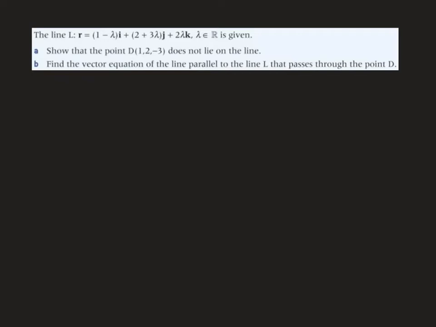We have in this example, the first one, the line L is given by this equation right here. And lambda is a parameter and it's a real number. Show that the point D, (1, 2, -3) does not lie on the line. What does that mean? To not lie on the line, it means that the line doesn't go through that point.